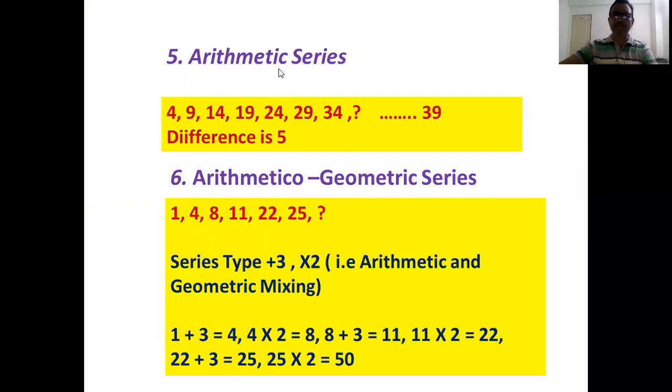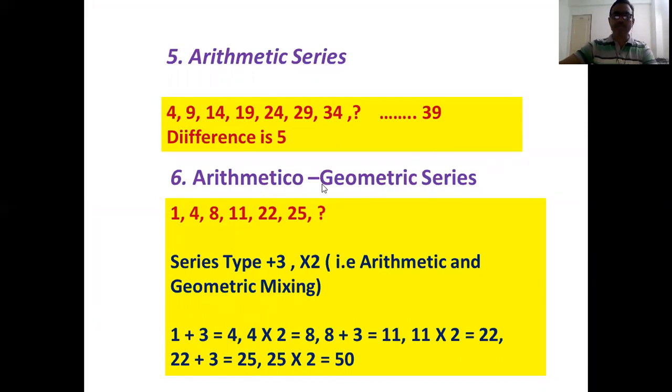In the same way, we can have another type, that is arithmetic series. If you observe closely, you will find 9 minus 4 is 5, 14 minus 9 is 5, 19 minus 14 is 5, and so on. You're getting a common difference of 5. So 4 plus 5 is 9, 9 plus 5 is 14, 14 plus 5 is 19. If we go in the same way, 34 plus 5 will be 39.